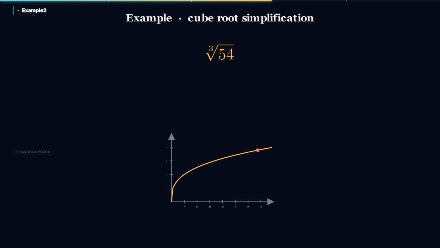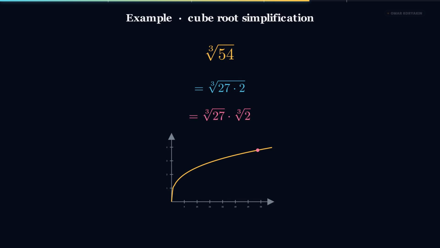Example 2. Simplify the cube root of 54. The procedure is the same, but the matching factor is a perfect cube rather than a perfect square. Factor 54. 27 times 2 equals 54. 27 is the largest perfect cube factor. The cube root splits into cube root of 27 times cube root of 2.